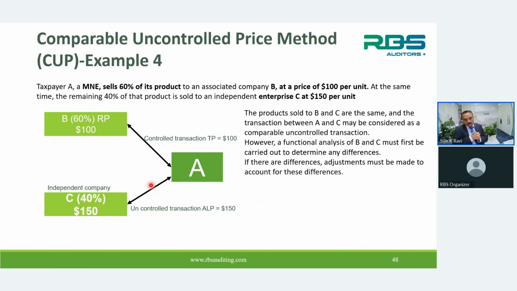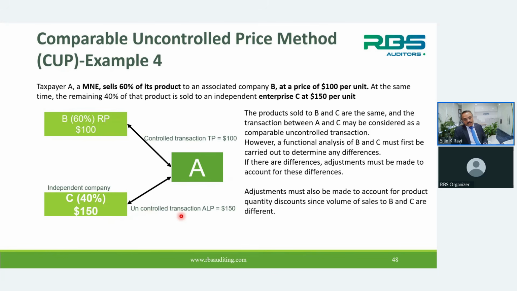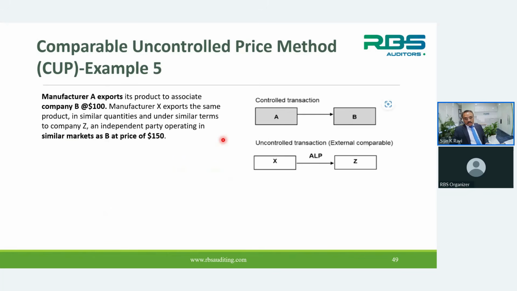If there is no major difference and no other adjustment is required, then the uncontrolled transaction price of $150 per unit will be the price of the transaction between B and A. That means a related party transaction will be priced at 150, arrived at based on the profit involved in that. So another example: a manufacturer A exports its product to an associated company at $100.